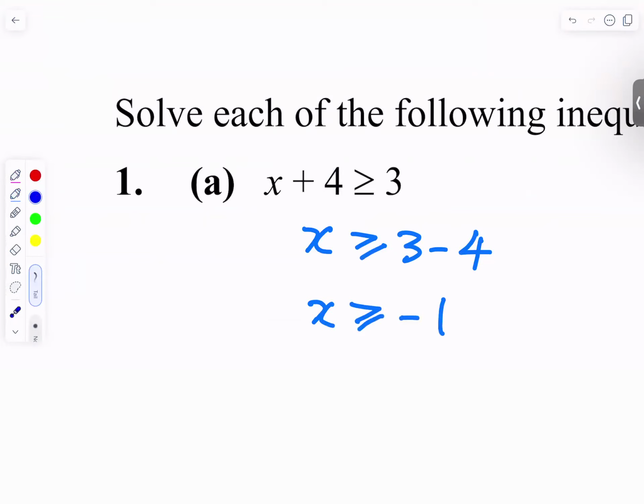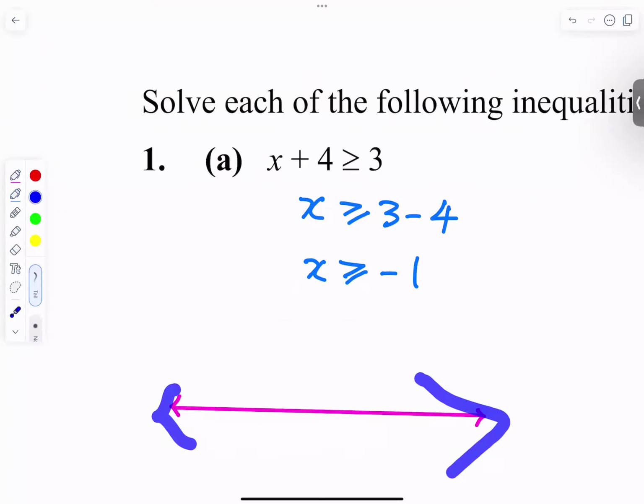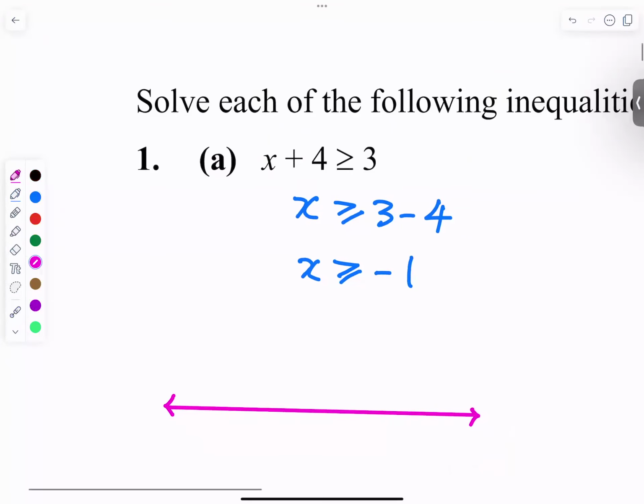Now, how do I draw this on number line? Number line is very important. So number line, first of all, draw a line with the 2 arrows. The arrows means it's unlimited. And then in the middle, draw a 0.